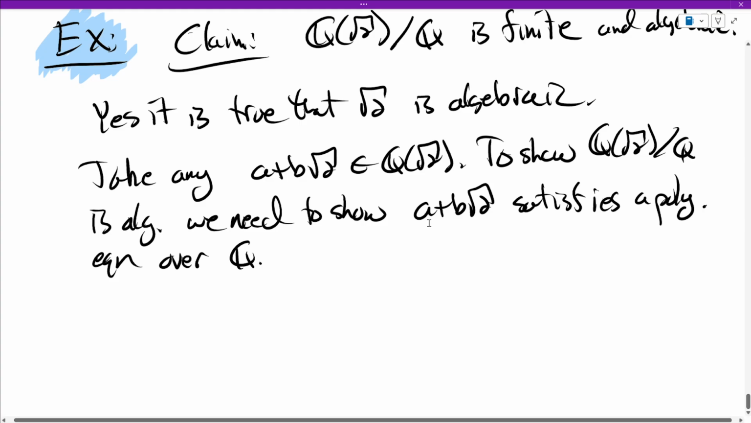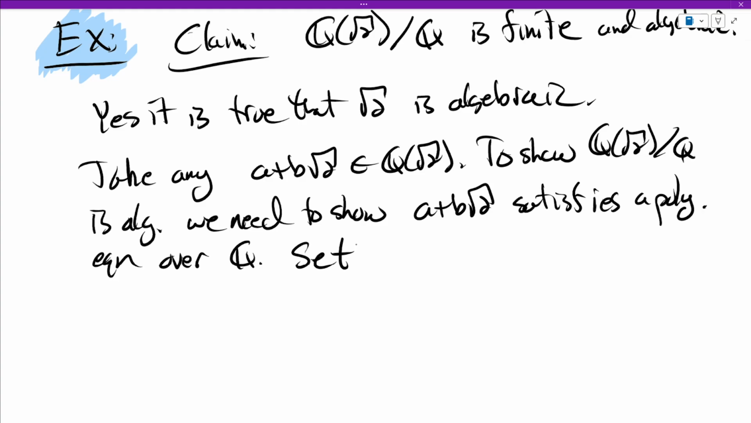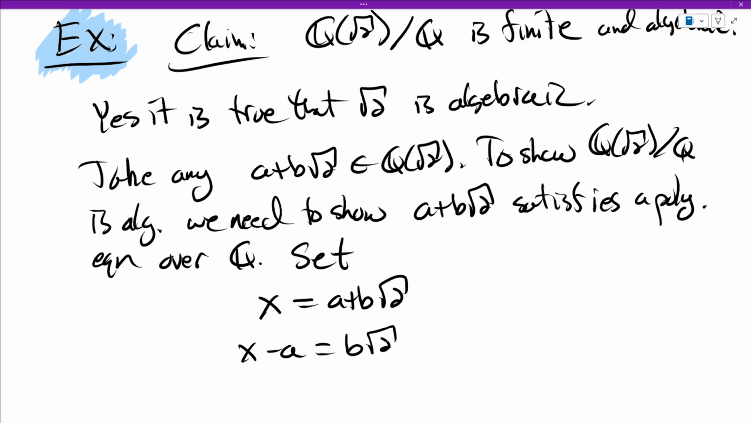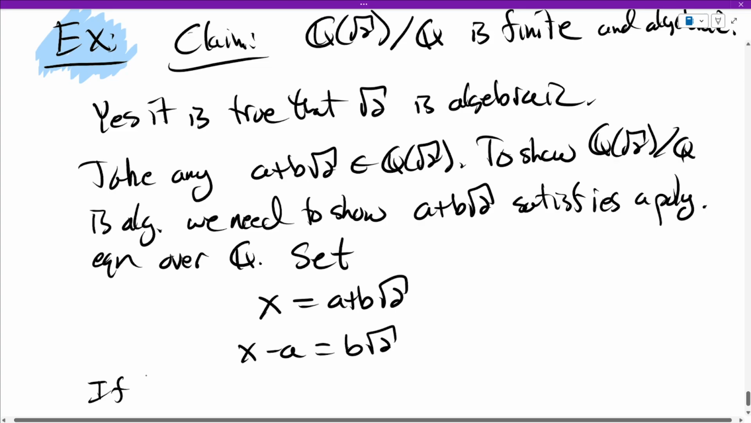So there's a standard way of going about finding polynomials that a certain number satisfies. So what we're going to do is set x equal to a plus b root 2. All right, and then we're going to look at x minus a, so subtract a from both sides. That's b root 2. Now, one of two things is true here. If b is 0, then the polynomial is t minus a.